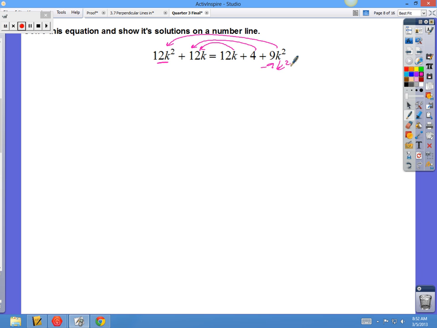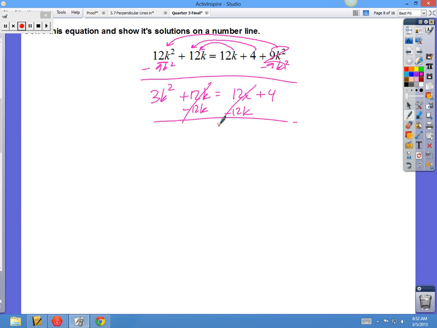So I'm going to minus 9k squared, minus 9k squared. 12 take away 9, so I got 3k squared and a 12k. And on the right I got a 12k and a 4. Those cancel out. So I'm going to minus 12k, minus 12k, and on the left and the right those both zero out. So I got 3k squared, and on the right I got a 4. So now I'm going to minus 4, minus 4, 3k squared minus 4 is 0.